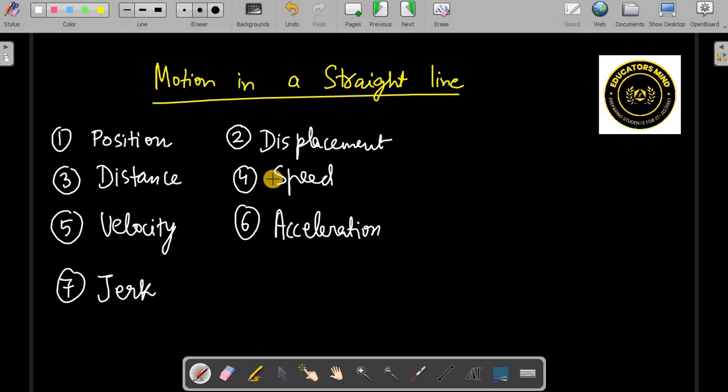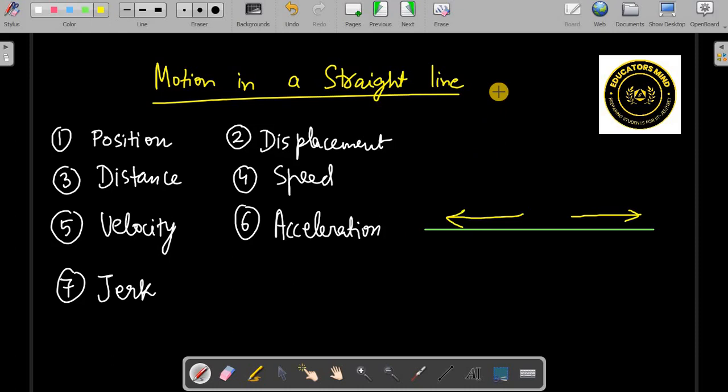Okay, so let's start understanding what all these are. And we will focus on motion in a straight line. That means the body can travel only in a straight line. Let's say this is a straight line. Okay, so the body can travel either in this direction or in this direction, any of these directions.